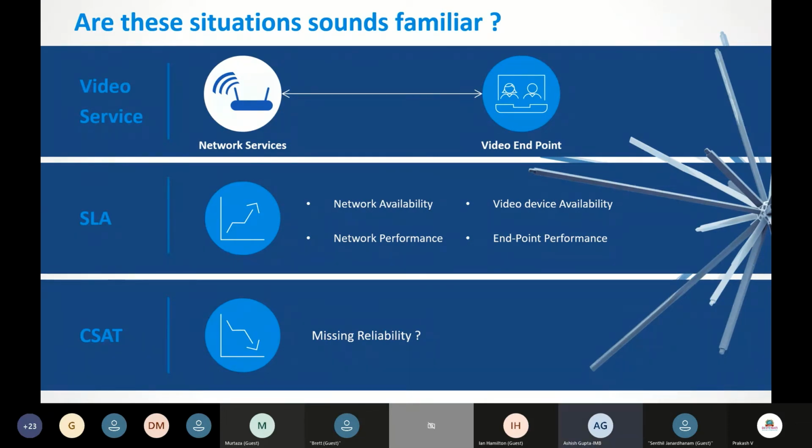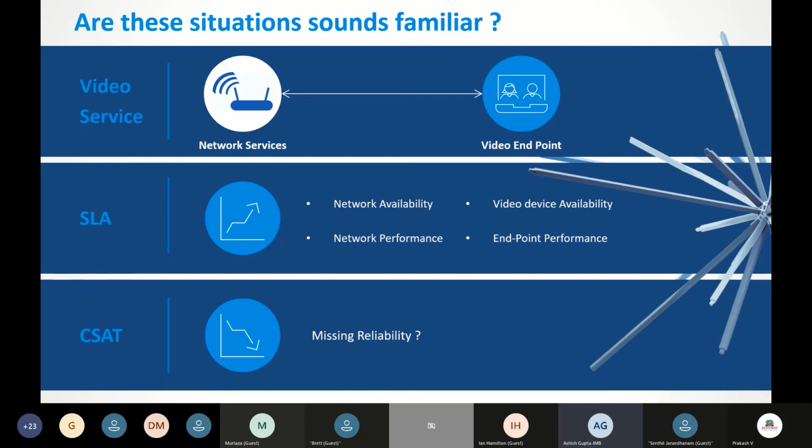The status was basically that the SLAs of all the 4 components which actually make a video service available were high. Network availability was all the time high. Video device availability was all the time high. There was no network latency found. It was all going great.